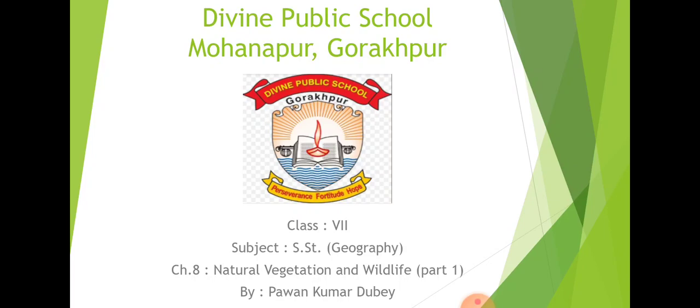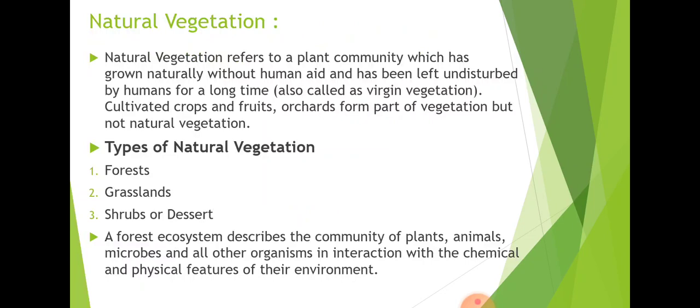Means that vegetation is what? Vegetation is the greenery that is present on the earth's surface. So, basically, the green is what? The plants, trees, grasses. All of these are considered as vegetation.